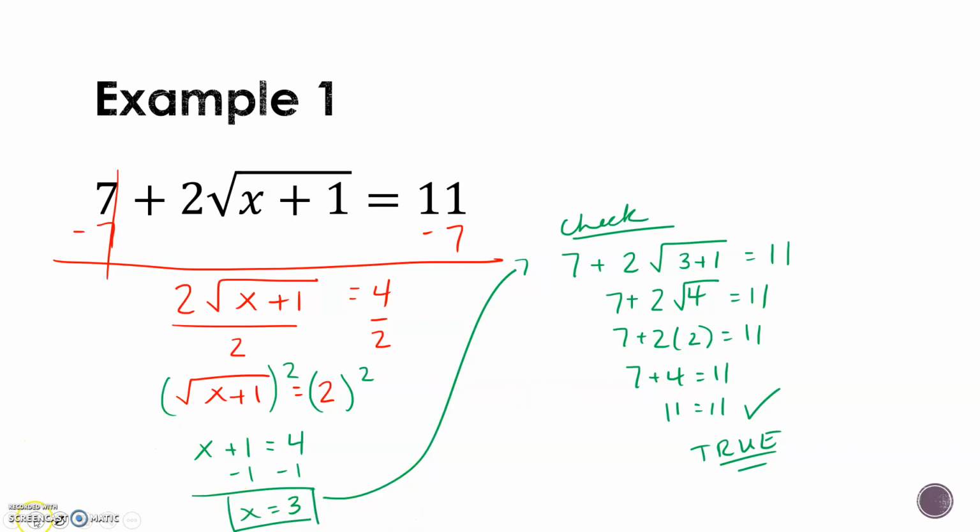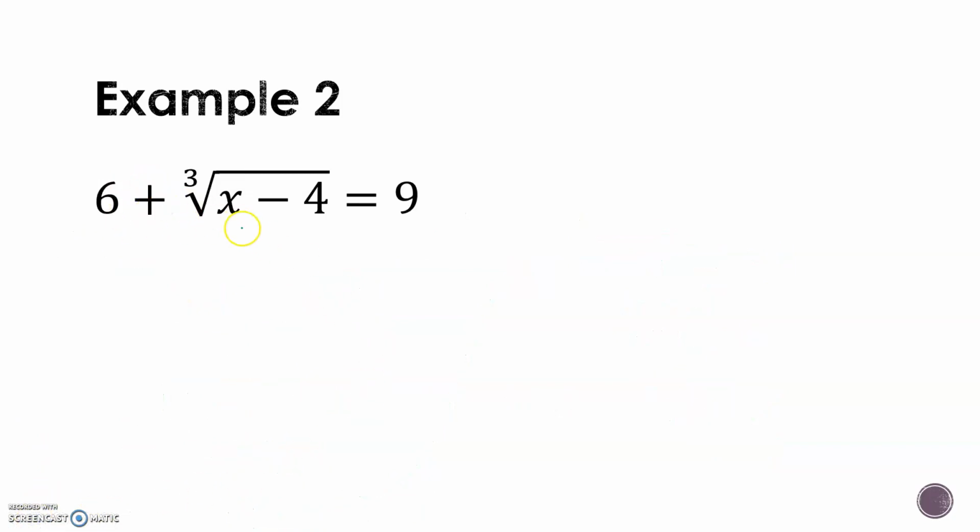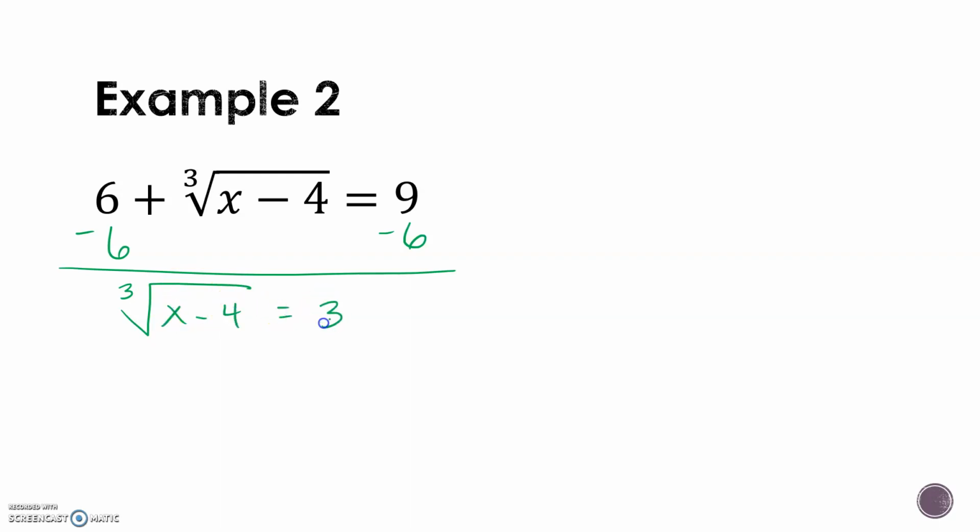Okay, so now we'll do another one. And you can pause the video and solve this one out. Check your answer and see if you did it correctly the way that I do. But if not, then example 2, now we have a cube root, so I'm going to get the cube root by itself. The cube root and everything under it needs to be by itself. So first I would subtract 6. We get the cube root of x minus 4 is equal to 3.